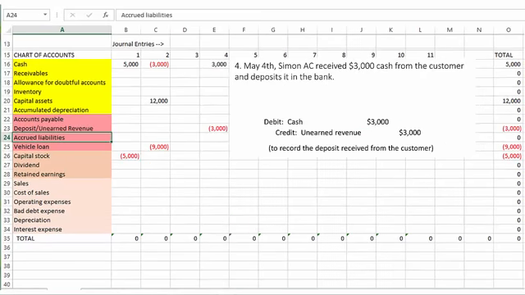Our fourth entry increased the cash balance, so a positive $3,000 in cell E16, and increased a liability, so a negative $3,000 in cell E23. I have nothing against deposits or unearned revenue. It's just a way for me to say to Excel, hey, this is a credit number. Are you starting to get the idea now?